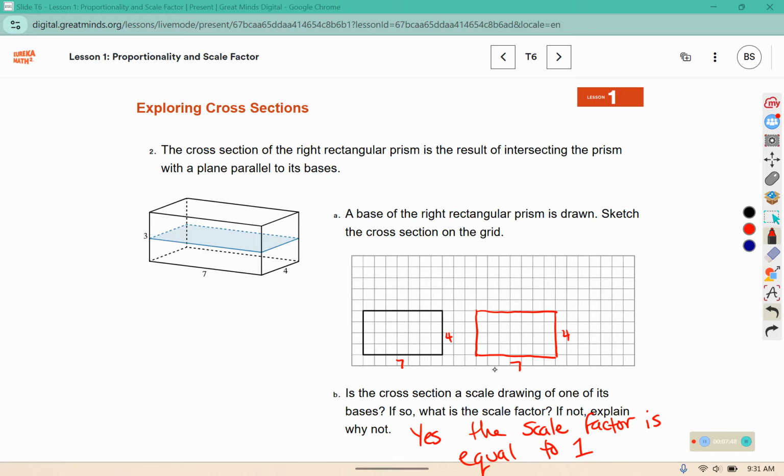Seven divided by 7 is 1. 4 divided by 4 is 1. So the scale factor in this case is 1.